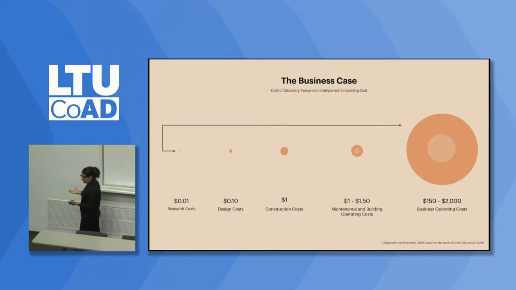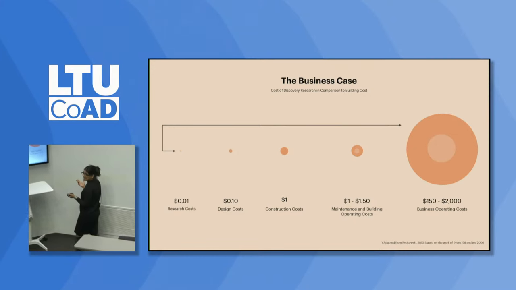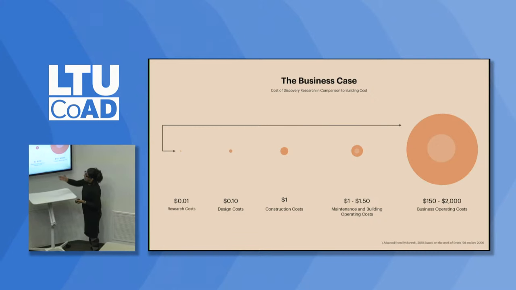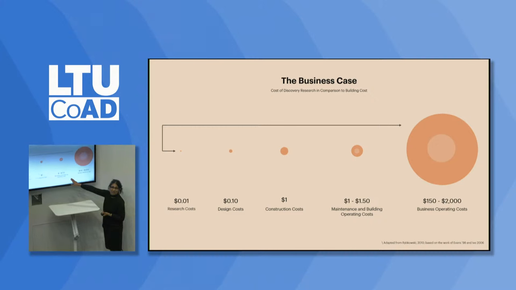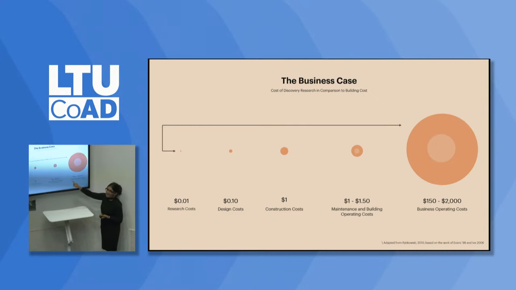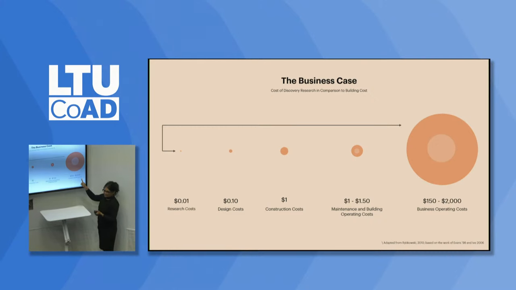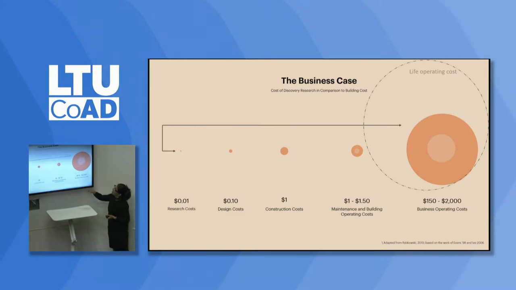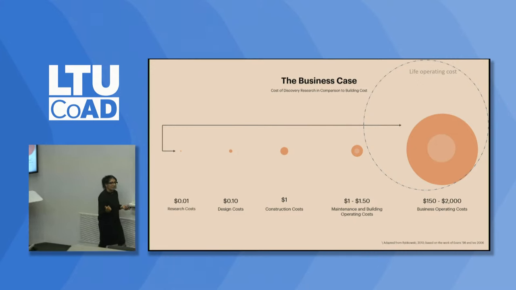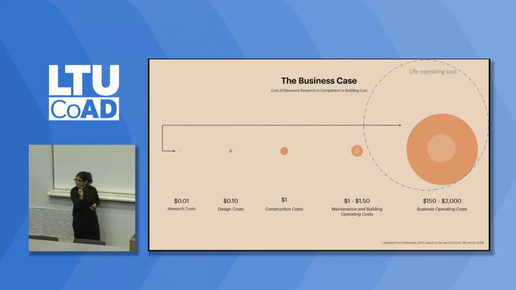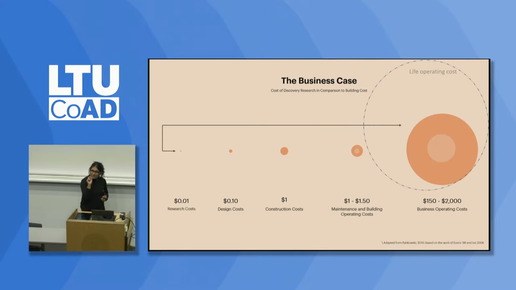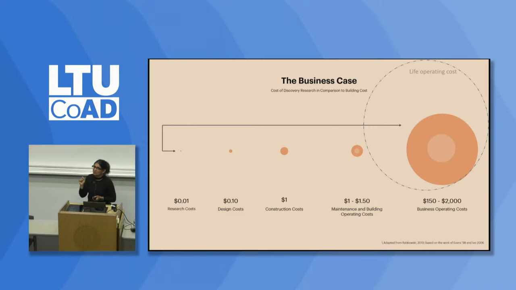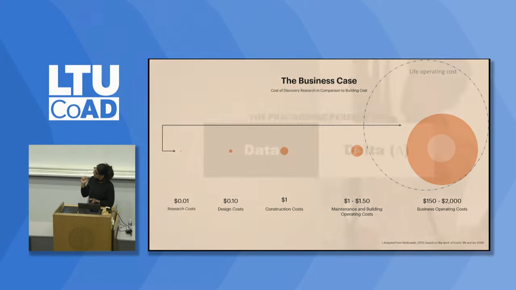And if you want to talk numbers, then the business case is very simple. Design cost, construction cost, even maintenance and building operating cost is a very small percentage of any building's business operating cost. And it's a very small percentage of life operating cost. So if we can do it right, research is a drop in the drop of a bucket to do design right, to get you to the outcomes, to make a difference.